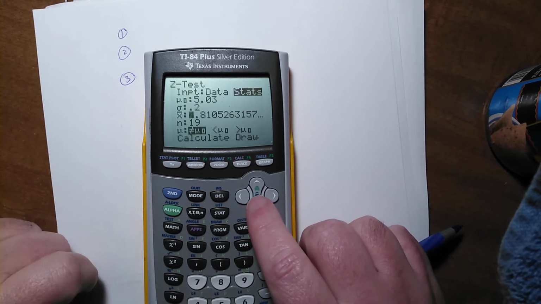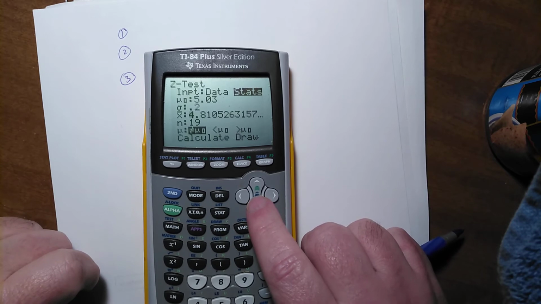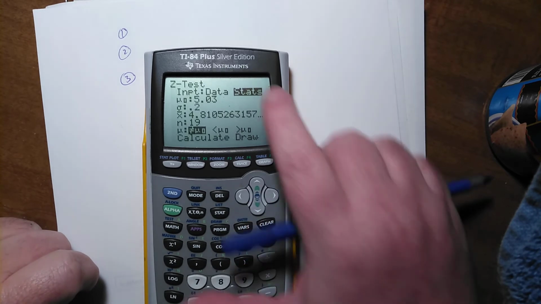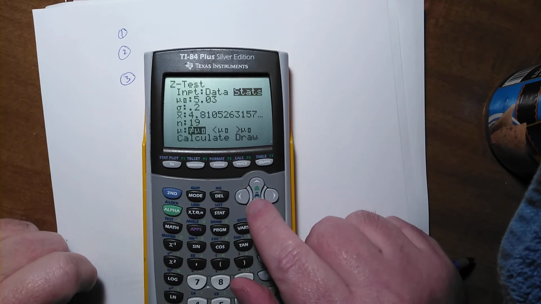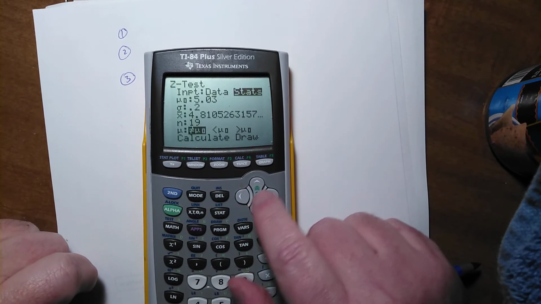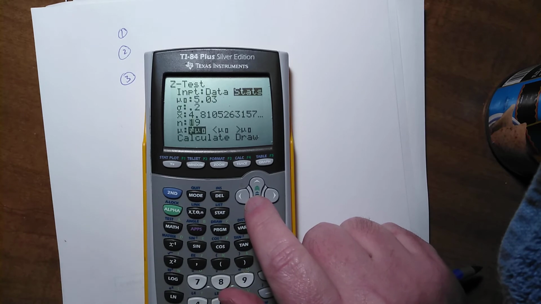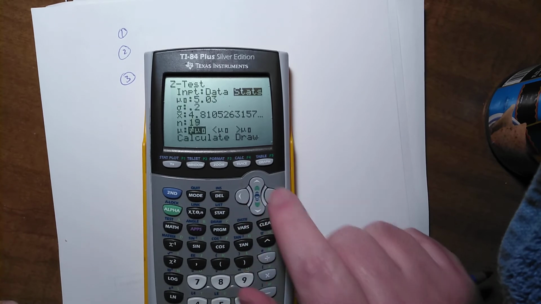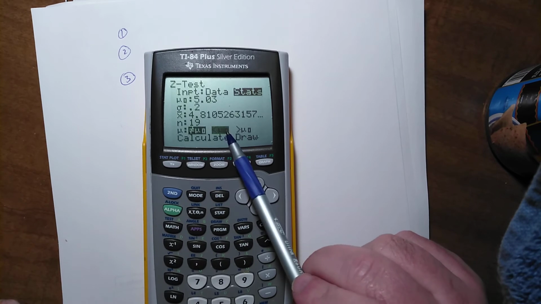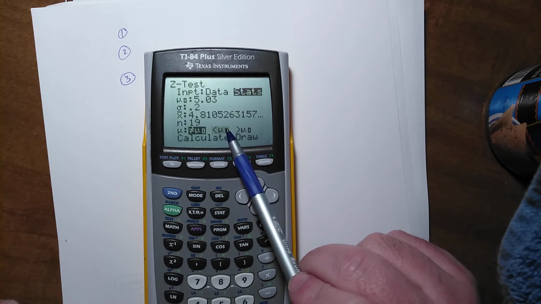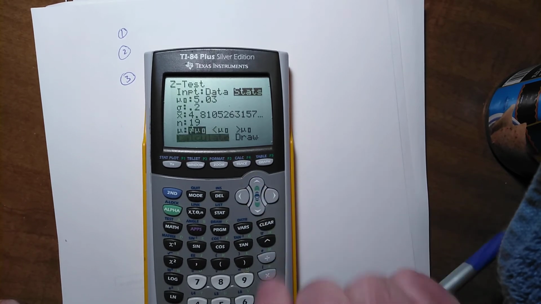It already fills this in for us. It filled in that my x bar was 4.81. You don't have to do that. You told it. You don't have to fill in that n is 19. We told it. Now we do have to tell it what kind of test we're doing, and we're doing a less than, right? A one-sided test where it's less than. And then we'll say calculate.